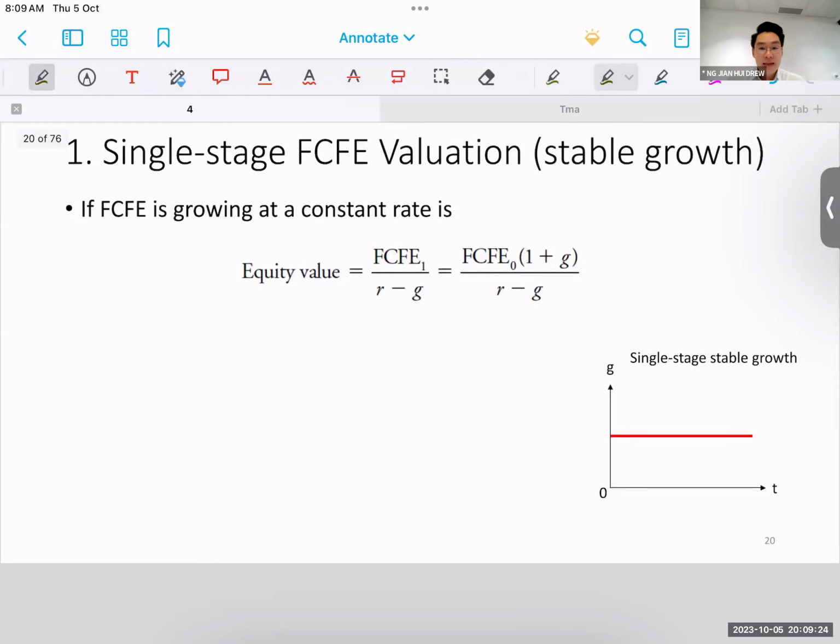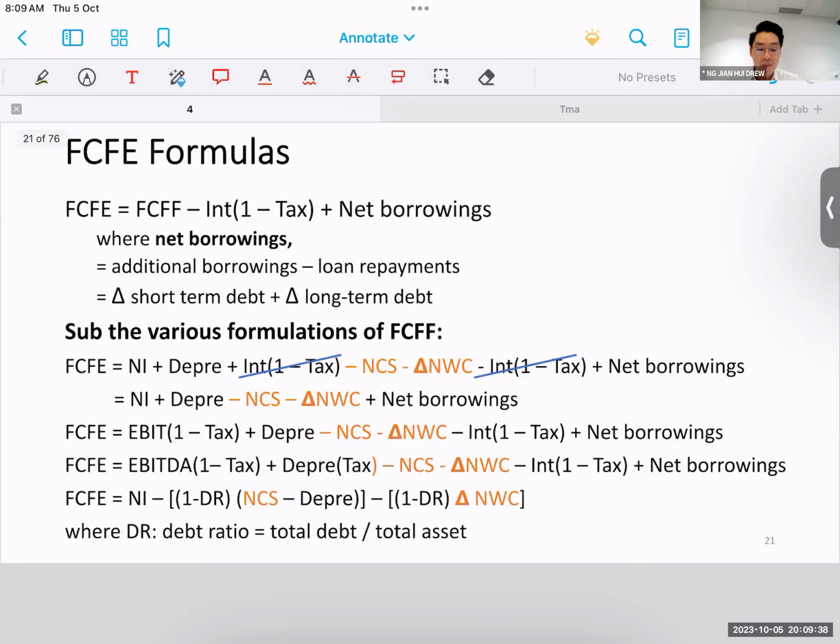In the second example of a single stage, we have a stable growth. Again, we are using the growing perpetuity. Now it's like a broken record, it's always the same thing. So we're using growing perpetuity. And now let's understand the FCFE formula. This is an additional slide that I've added in case you're still using the old slide, the one posted maybe at least 2 weeks back.